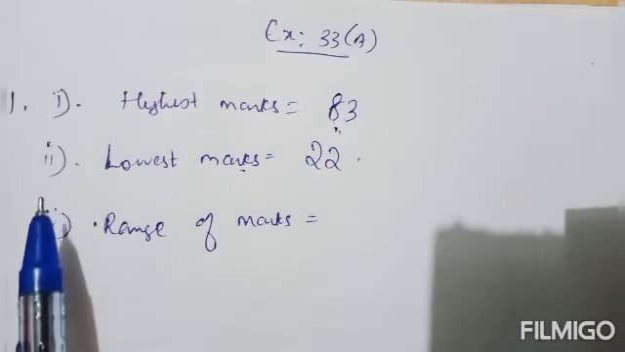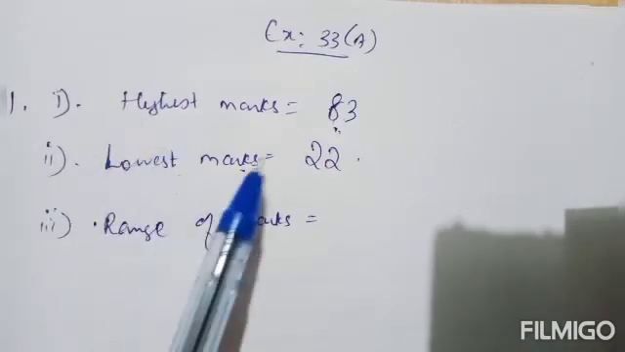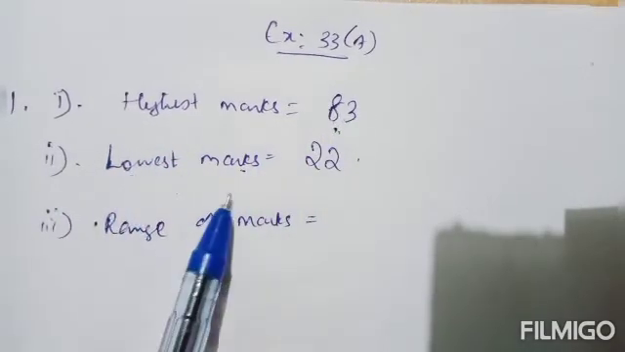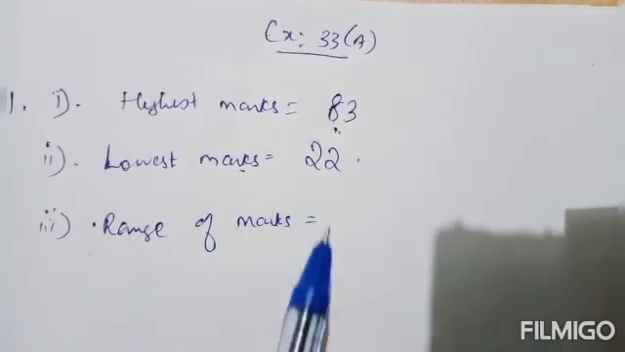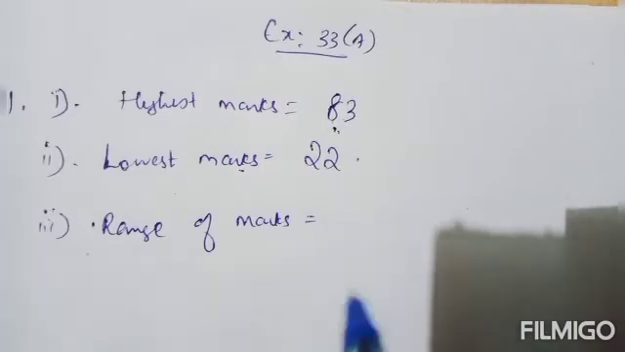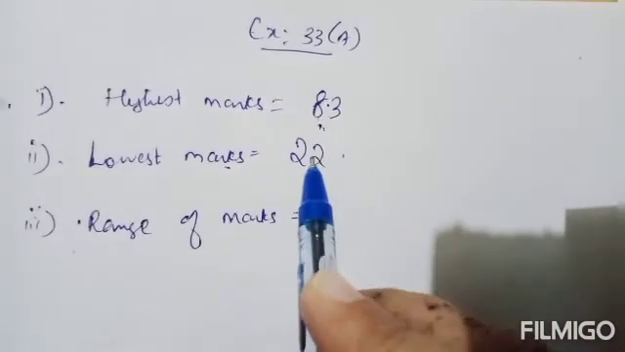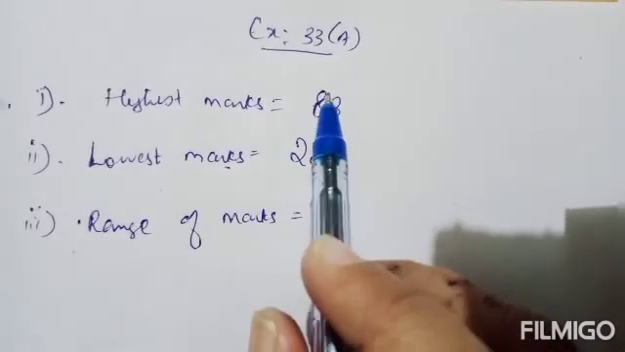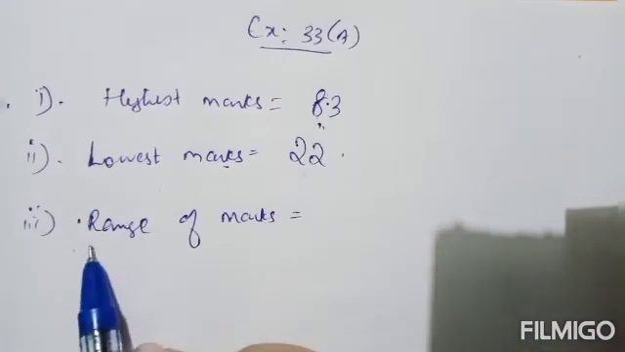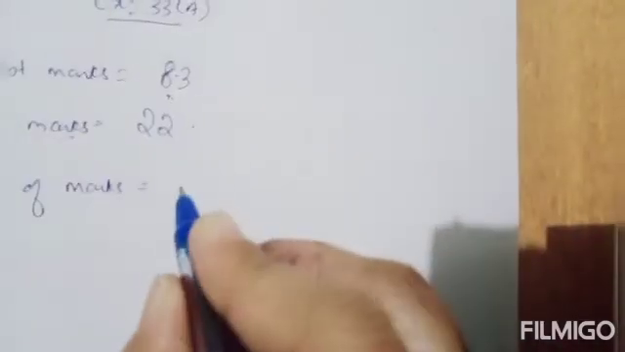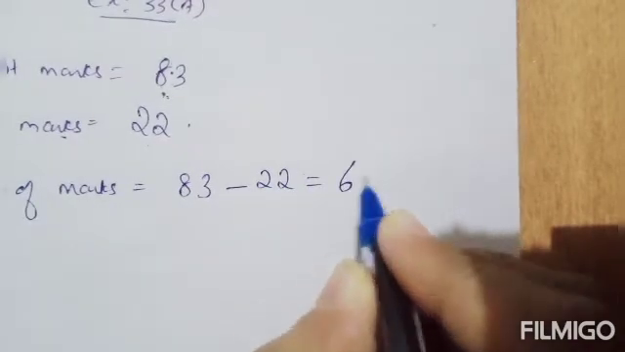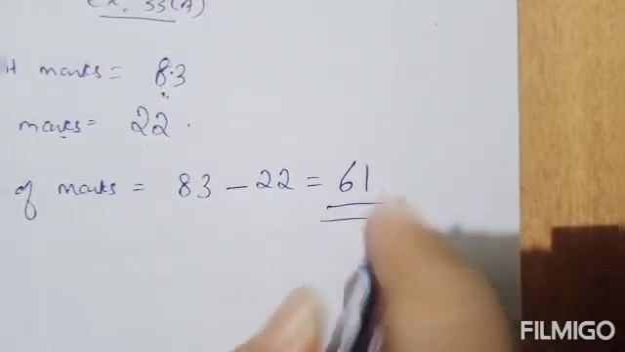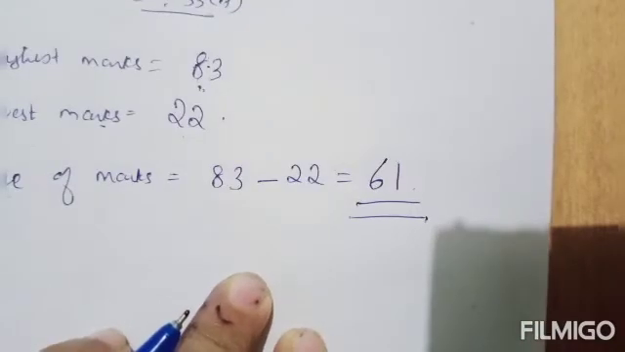That is the second question: the highest mark scored is 83 and the lowest mark is 22. Now the third one, range of marks. Range of marks means highest mark minus lowest mark. So 83 minus 22, you will get 61. This is the range of marks here.